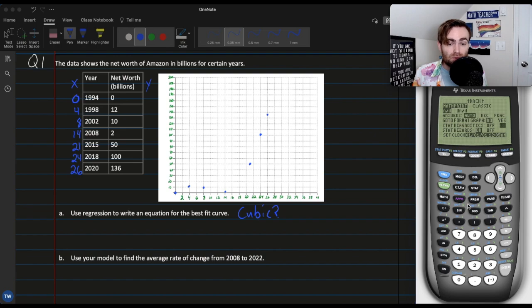So since we're dealing with regressions, and regression is statistics, we want to go to stat. So we're going to hit the stat button, which is to the right of alpha. And we're going to make some lists. So we're going to hit edit, and we're going to make list 1 our x's and list 2 our y's. So I'll see you back here when I'm done.